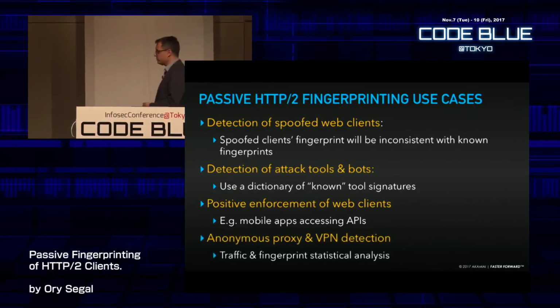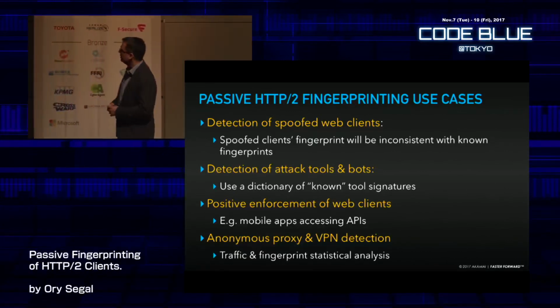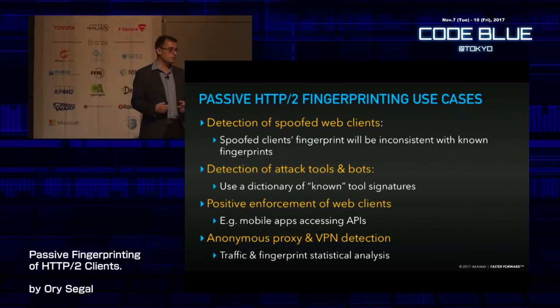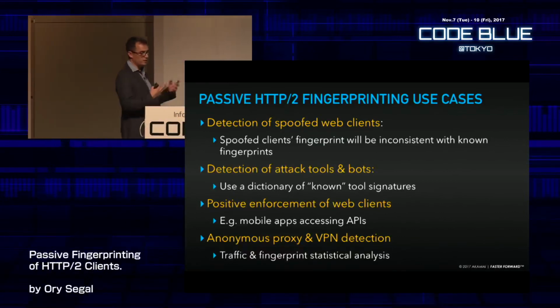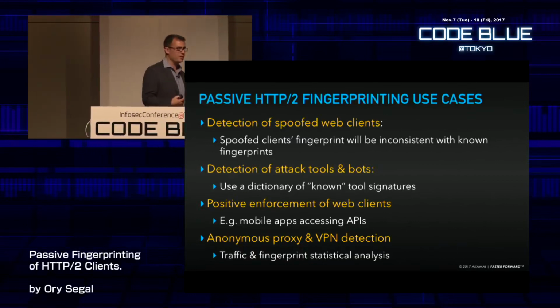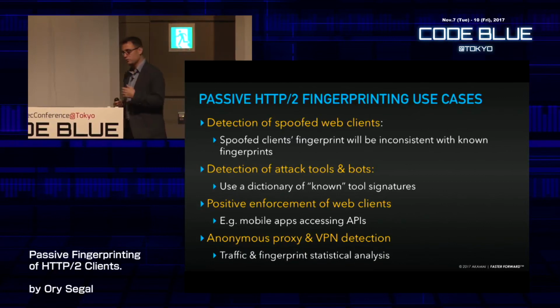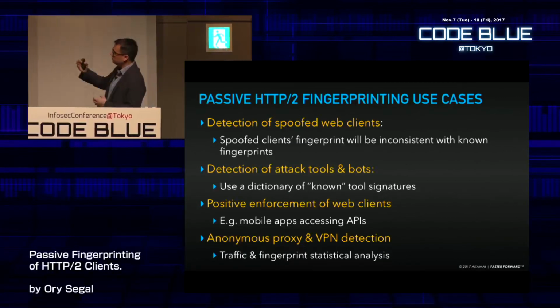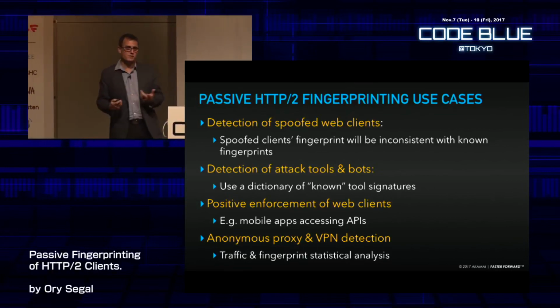And my favorite, detecting anonymous proxies, anonymous VPNs, Tor, whatever you want. This is very easy if you do statistical analysis on the traffic. For us at Akamai, it's very easy. You observe traffic over time from a certain client. If you see a single, for example, TCP fingerprint, multiple TLS fingerprints, multiple HTTP/2 fingerprints, you add it all up, you figure out that it's actually a proxy.